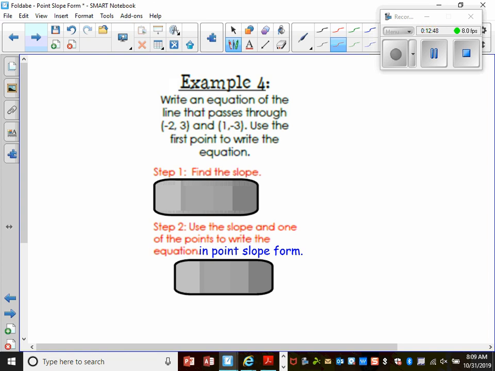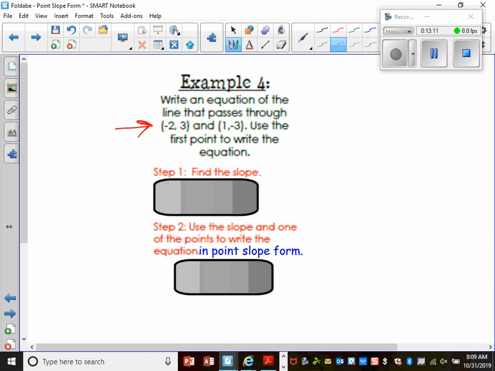So what if you're given 2 points? It says write an equation of the line that passes through these 2 points. And again, we're going to be putting this into point slope form. So there are 2 steps you have to take because, in order to put it in point slope form, we have to know the slope. And we do already know how to get the slope when we have 2 points.